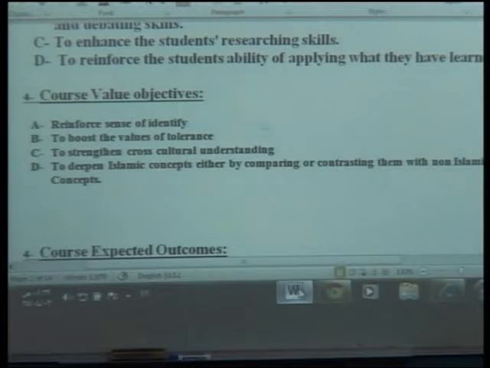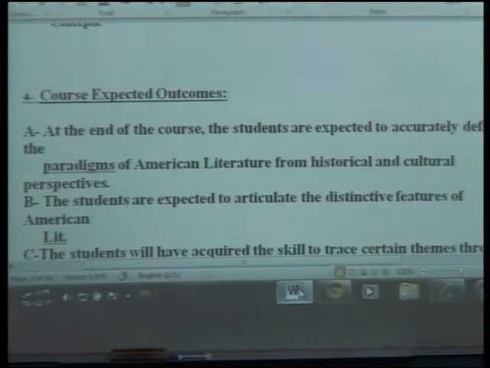The last one is to deepen our Islamic concepts, either by comparing or contrasting with non-Islamic concepts. So these are the objectives, and the outcomes are derived from the objectives. At the end of the course, the students are expected to accurately define the paradigms of American literature: the paradigms, the themes, the motifs, the characteristics, and so on.